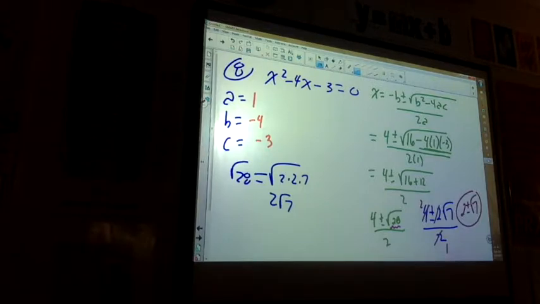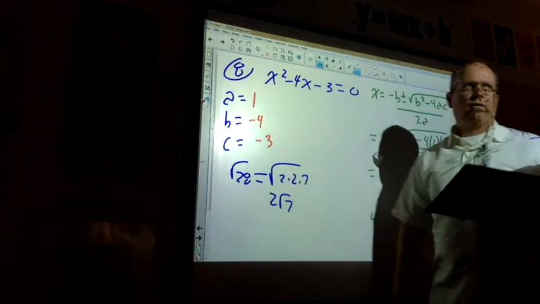Do you just not put the 1 in front of it? You can if you want. It's your choice. It's not wrong if you don't have it. It's never wrong if you don't have it.